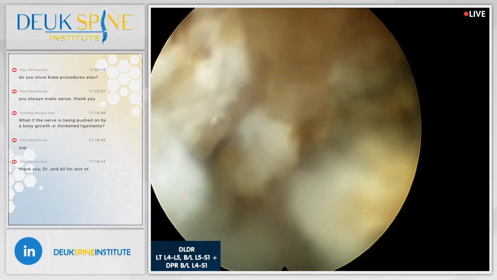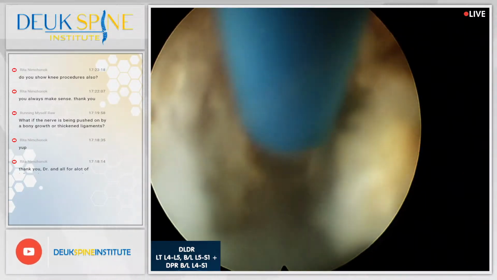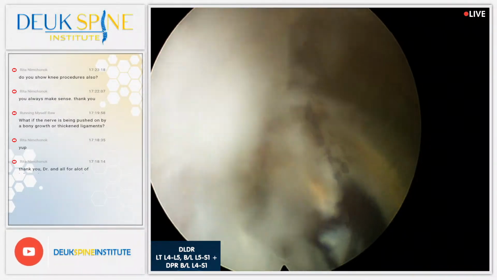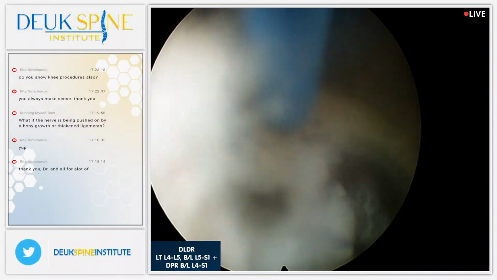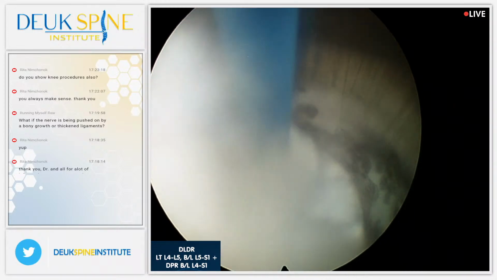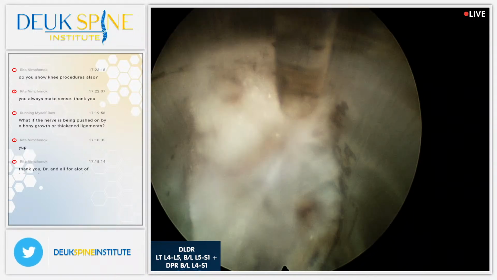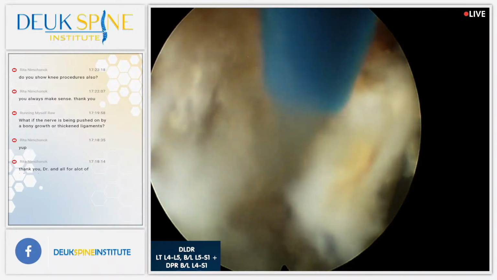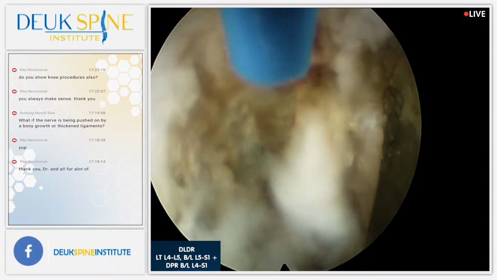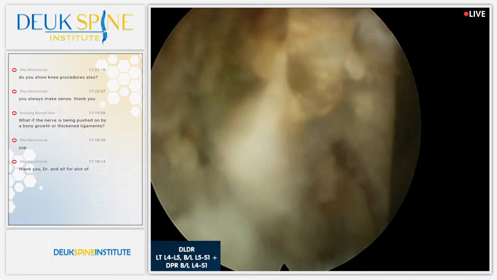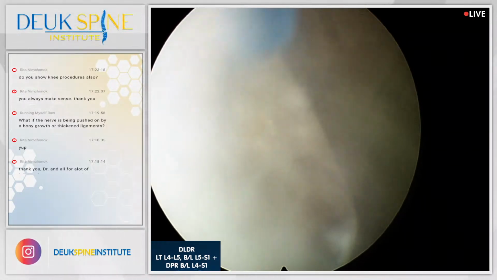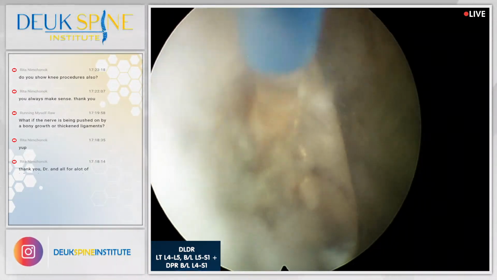What if the nerve is being pushed on by a bony growth or thickened ligaments? Correct. Well, it's really a misleading question. The real question should be, what if a bony growth or thickened ligament is what's causing my symptoms of a pinched nerve? That's the right way to ask the question.